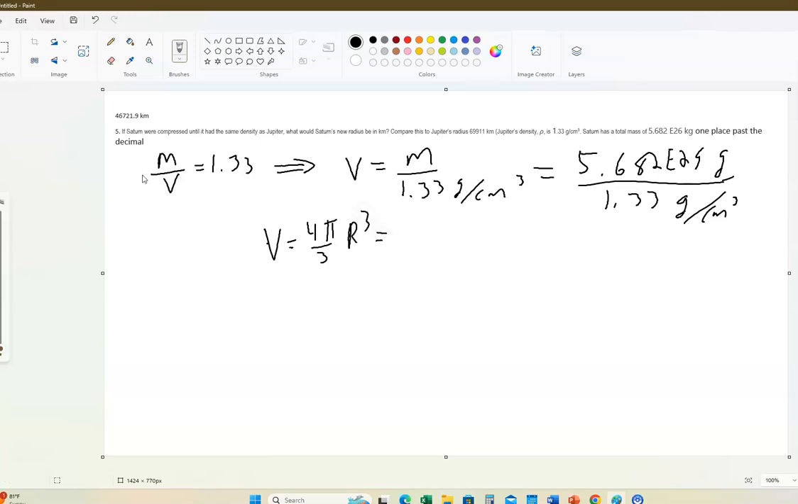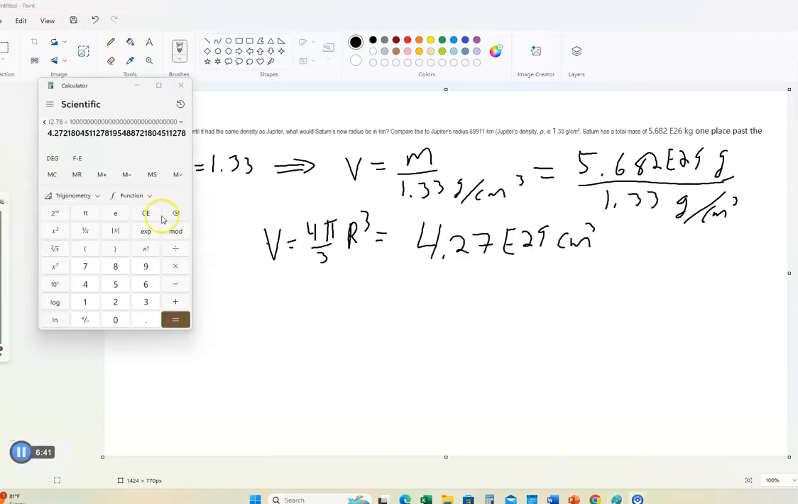All right, and that's going to equal. Right here, let me write the number down. I'm going to write it in scientific notation because it's just too much. All right, so I've just stored the volume. Remember, I took the mass of Saturn in grams, has to be in grams, divided by the density of Jupiter in grams per cubic centimeter, and so you get.